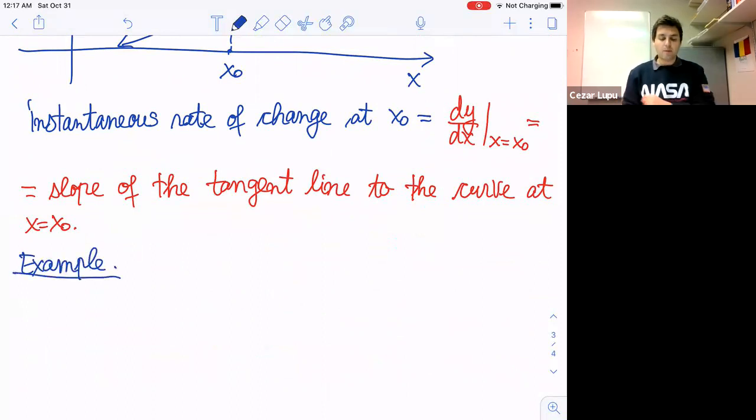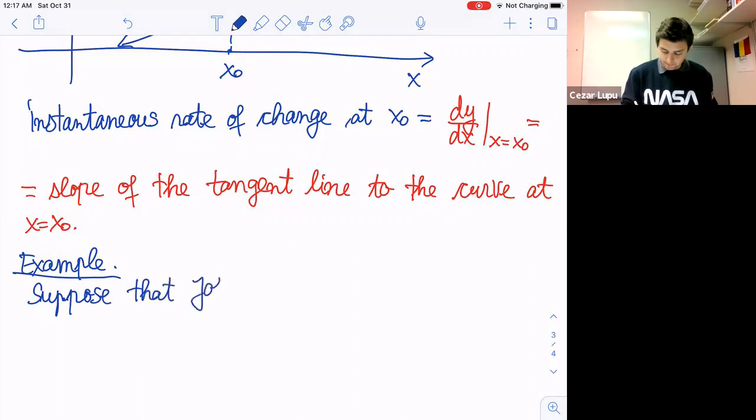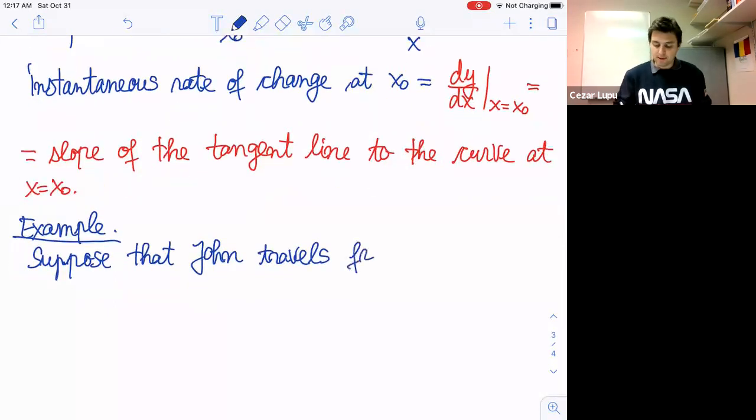All right, and now let me give you a nice example. In fact, it's a nice application, well, this can be like a real world situation. And let me just say, suppose that John travels, let's say, from Lubbock to Dallas.